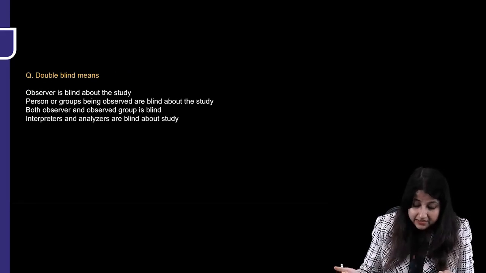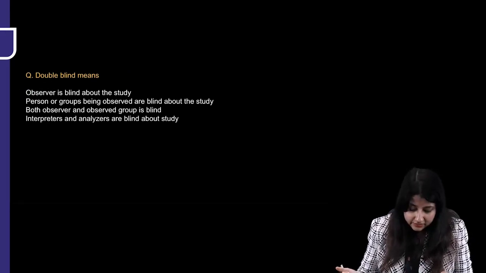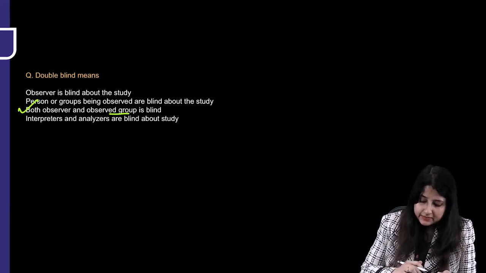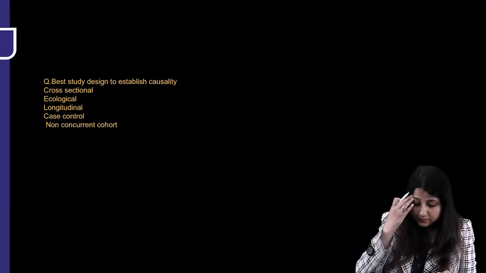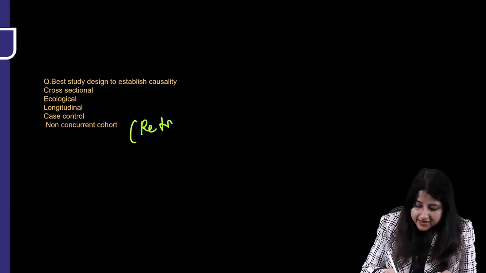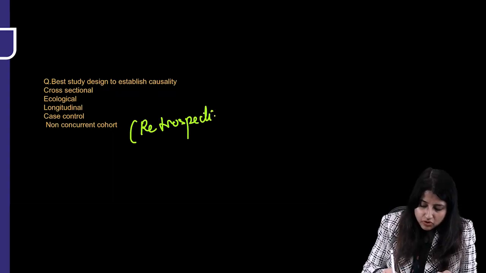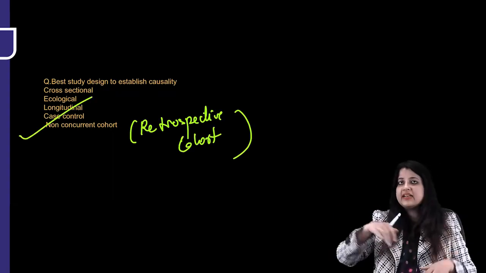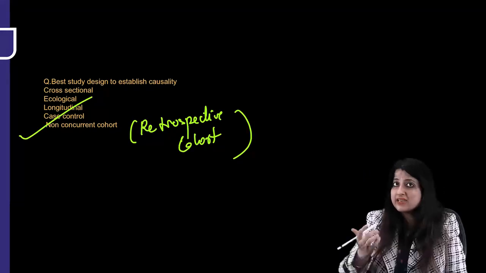Double blinding means both subject and investigator. So that means both observer and observed group is blind. Best study design to establish causality, guys. So over here, you just have to look at the evidence-based pyramid. Cross-sectional, ecological, longitudinal, case control, non-concurrent cohort means retrospective cohort. So of course, if you look at that EBM, this is the best study design.